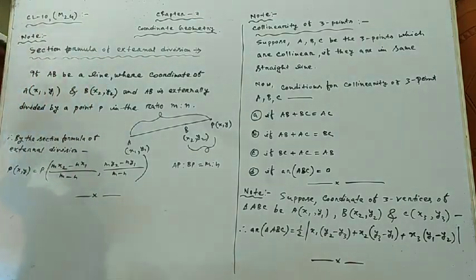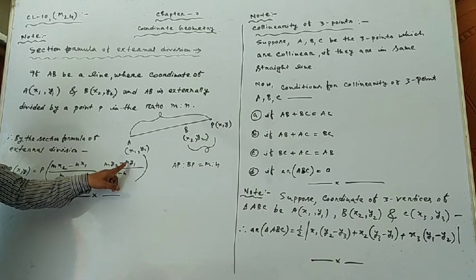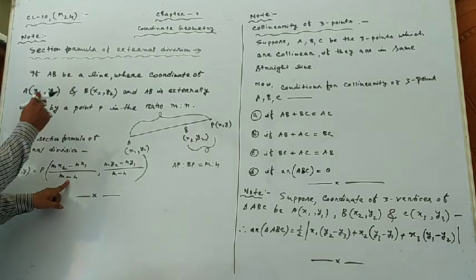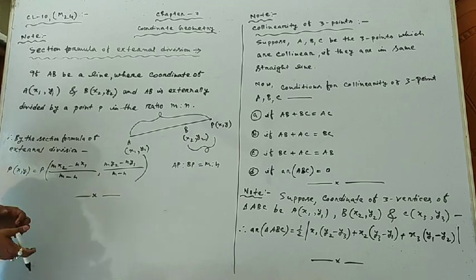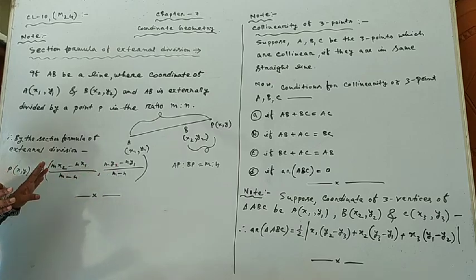Now how will you get the coordinates of P? How will you get the X value? The X value you will get is (M into X2 minus N into X1) by (M minus N). And the Y value you will get is (M into Y2 minus N into Y1) by (M minus N). In the internal division formula there is plus, and in the external division formula there is minus. So that much difference is there. In internal you give plus, and in external you just give minus.